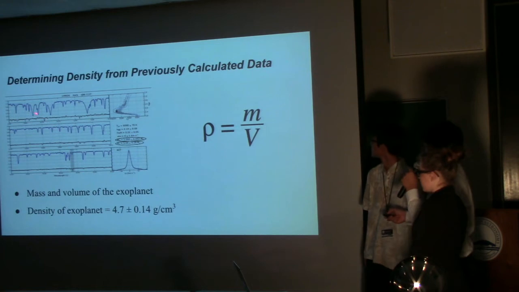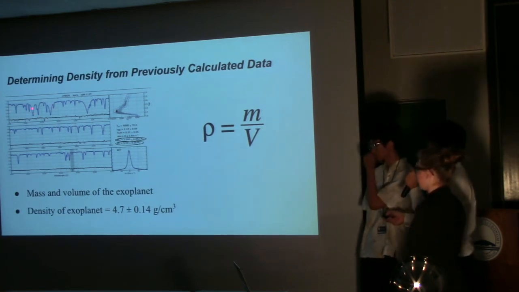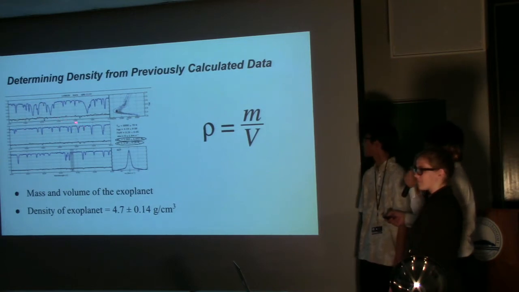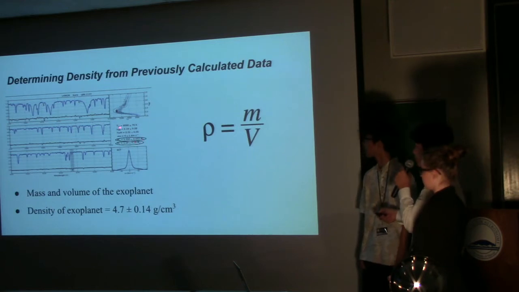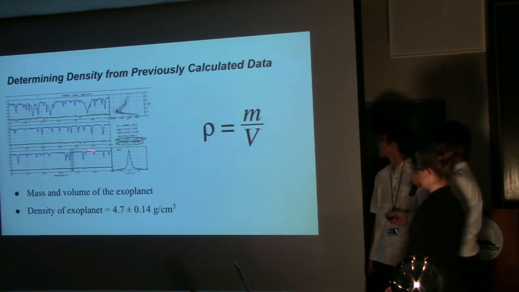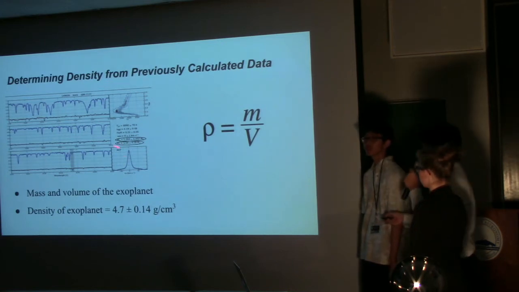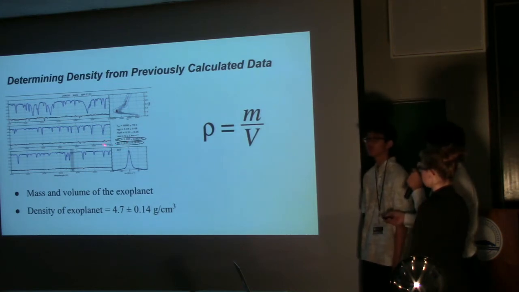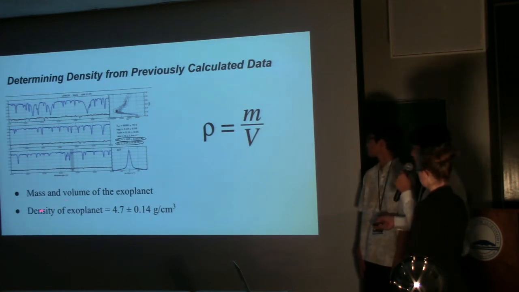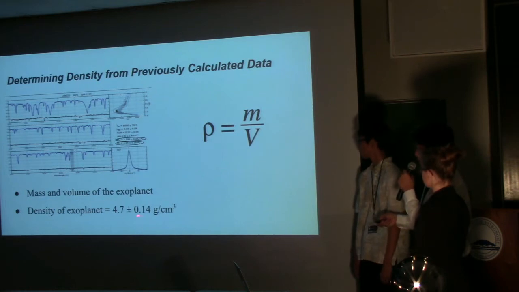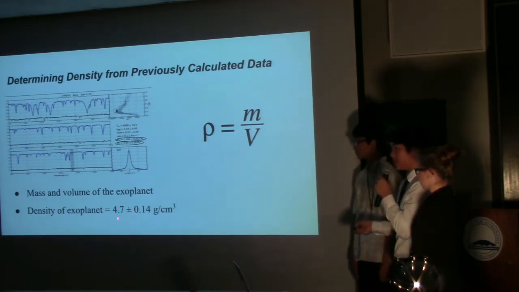So here we see the previous spectra that we got. And from detailed analysis of these spectra, we were able to find the mass of the star and the radius of the star, which you can see circled up here. And given that, we were able to find the mass of the exoplanet and the mass of the star based off the ratios we determined. And based off that, we were able to find the density of this exoplanet, which is 4.7 plus or minus 0.14 grams per centimeter cubed.